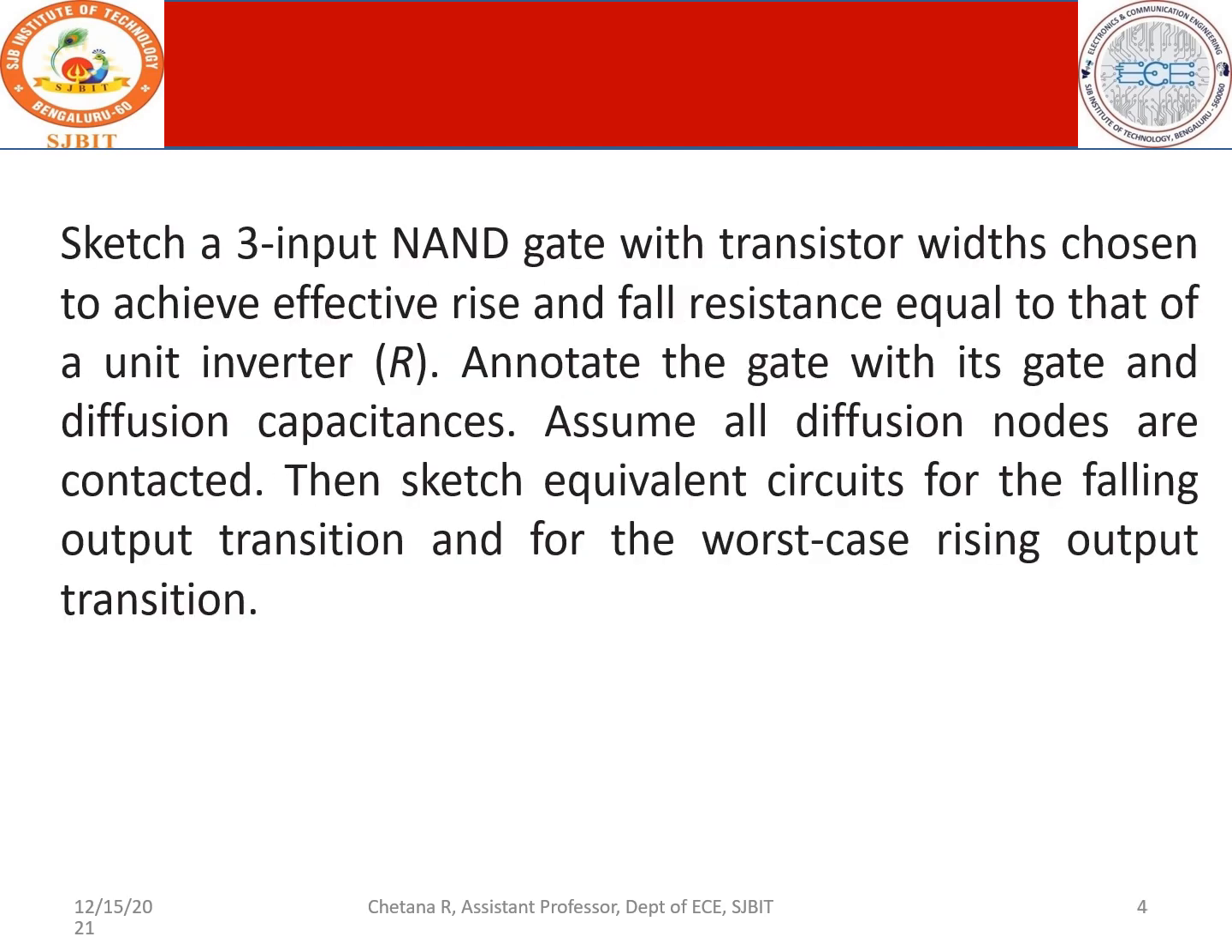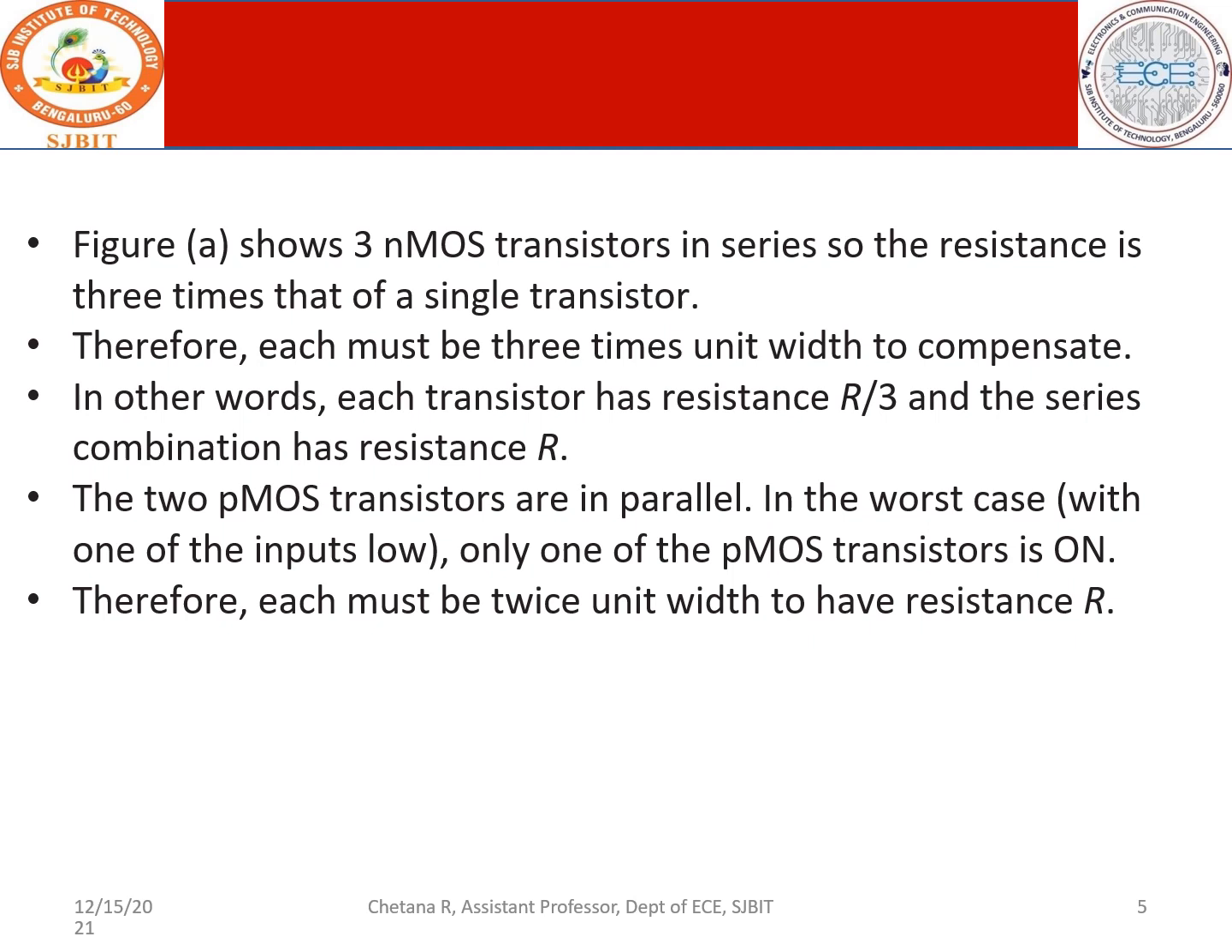Now we discuss a problem based on a 3 input NAND gate. Sketch a 3 input NAND gate with transistor widths chosen to achieve effective rise and fall resistance. So we need to find out the resistances, and there are some ratios given. You have to find out the transition between the fall and the rise. We have the figure in the next slide.